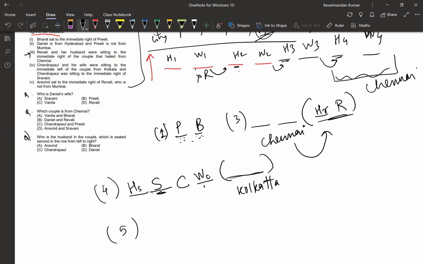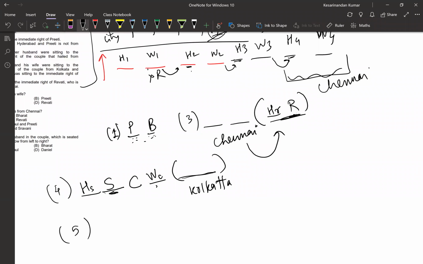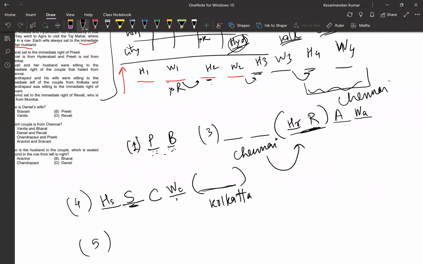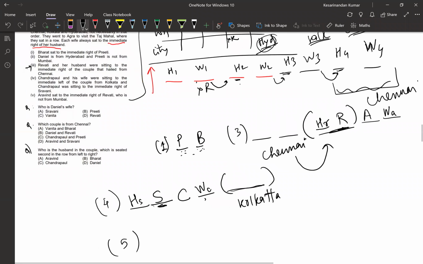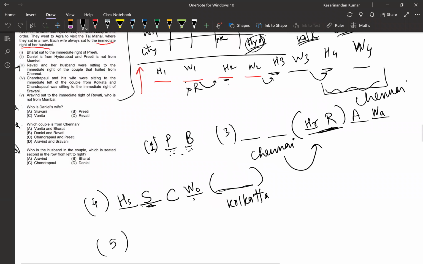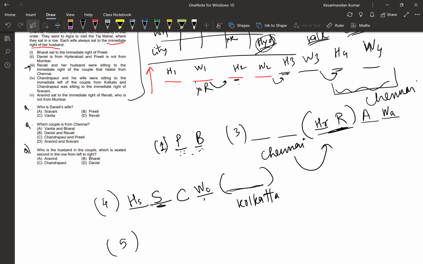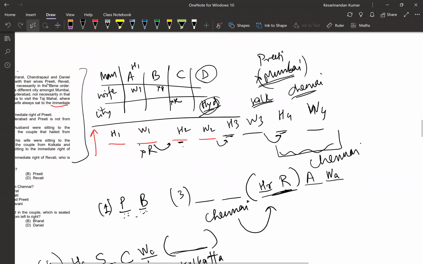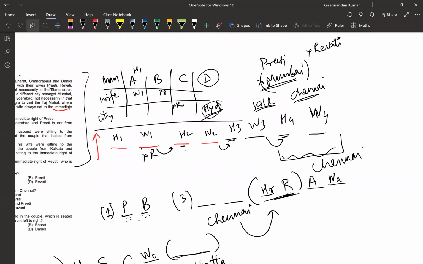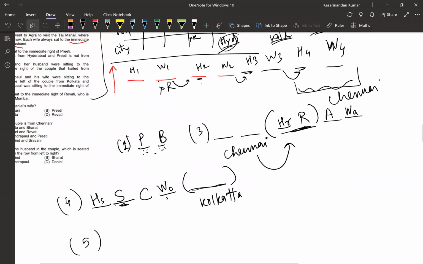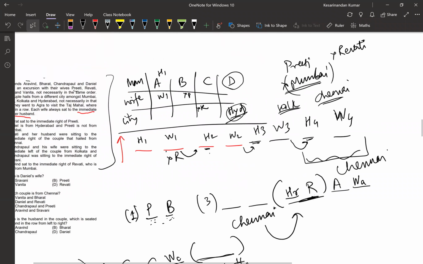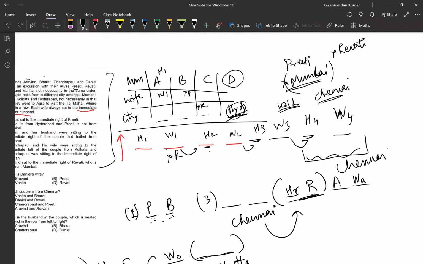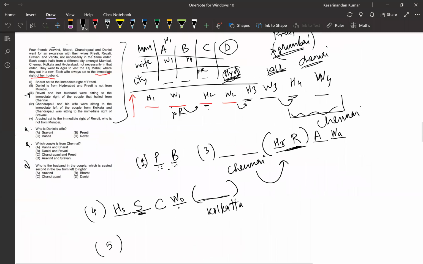Fine. That means we have Revati here, Arvind will be here, and the wife of Arvind. So what we can get is that Revati is not from Mumbai. Remember, Preeti is not from Mumbai, and also Revati is not from Mumbai. Now, what we have till now: Hyderabad is done. Kolkata cannot be here. Kolkata can be here or here. Guys, individual clues: first, third, second one is here. Fourth and fifth, I have joined here.